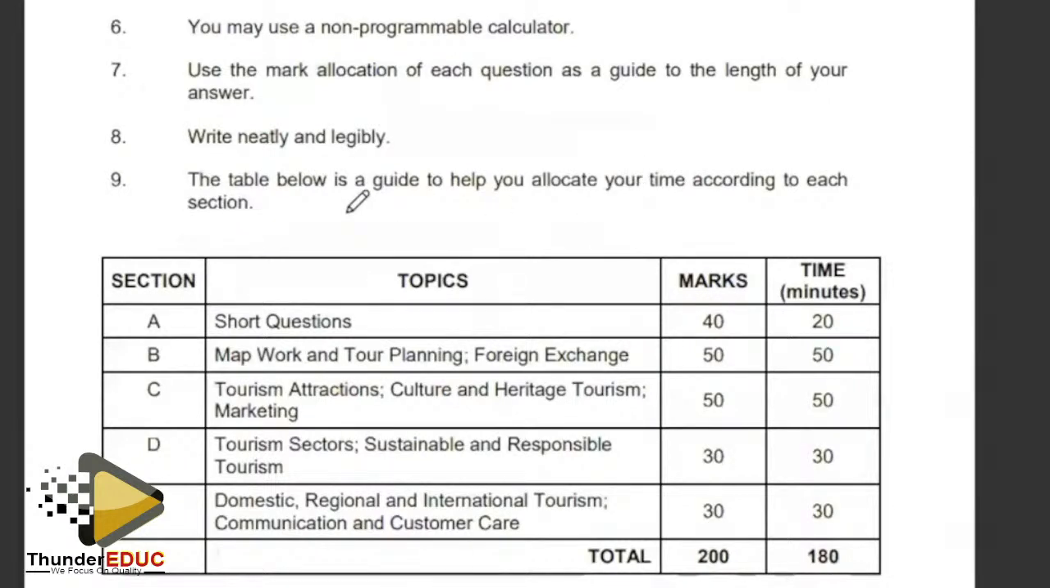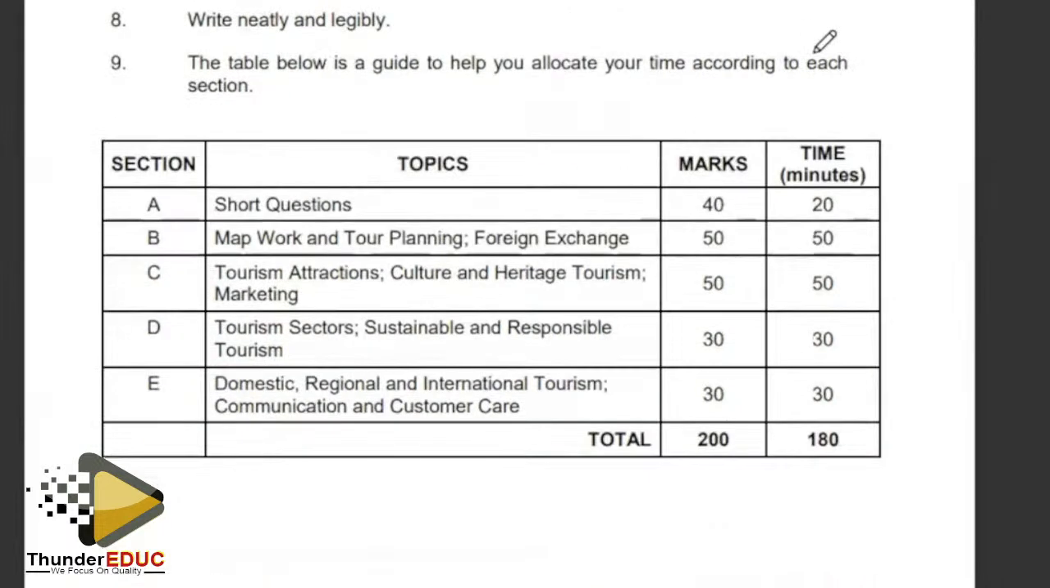Then when it comes to calculations, questions which involve calculations, you are always reminded to present your answers correct to 2 decimal places. You must always bear that in mind. Then all steps used in calculations should be shown in detail. Then you may use a non-programmable calculator, which is allowed. Then also stick to the mark allocation for each specific question. Then you are reminded to write neatly and legibly.